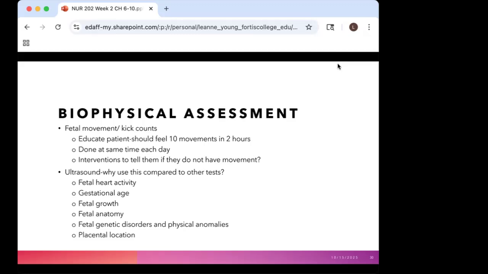So a patient should be feeling about 10 fetal movements in a 2-hour period. They should be encouraged to do this at the same time every day. And then, say a mom calls in to you, you're a nurse working on the labor and delivery floor, and she says, I haven't felt my baby move in 3 hours. What would you encourage her to do?